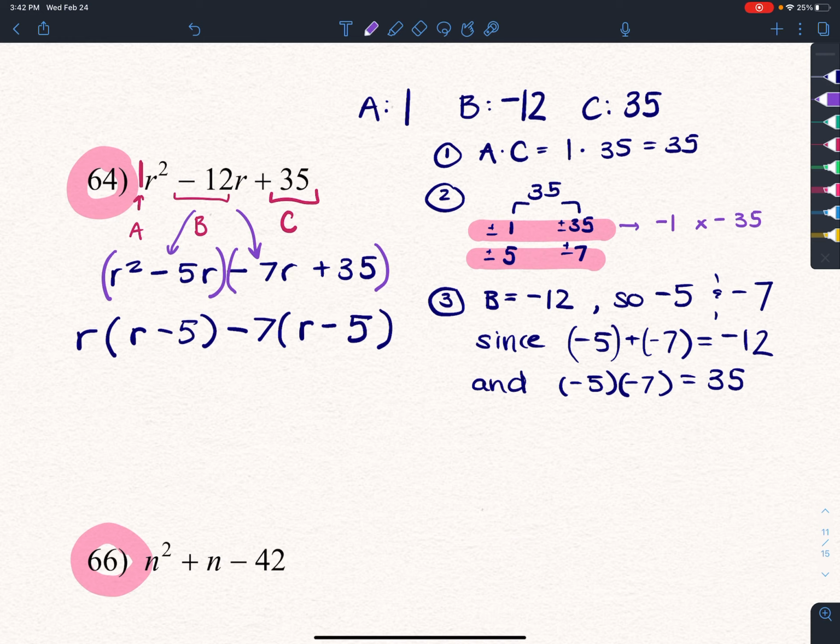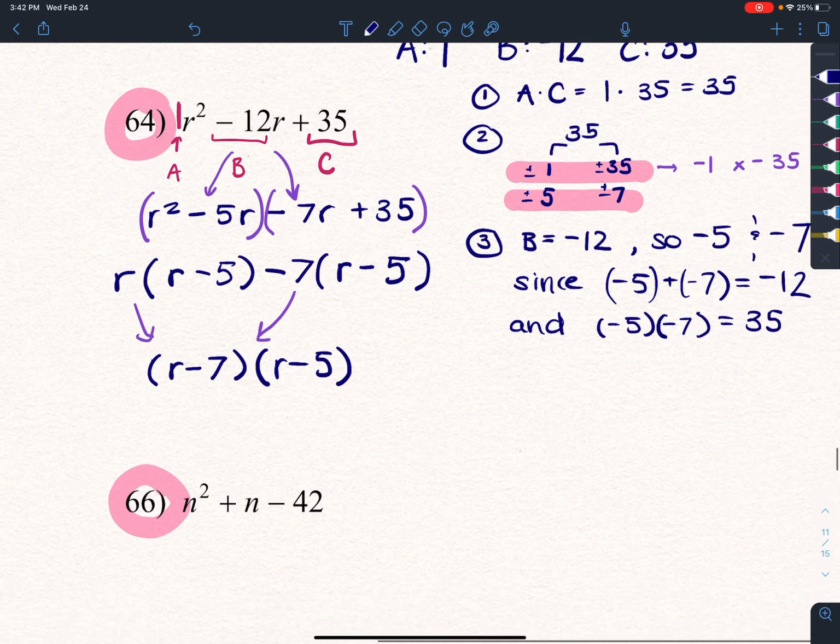So that type of thing will happen quite a bit, and you need to be mindful of checking your negatives and making sure that these two match at the end. So we take r and minus 7, make a bracket for that, and then r minus 5 gets its own bracket.